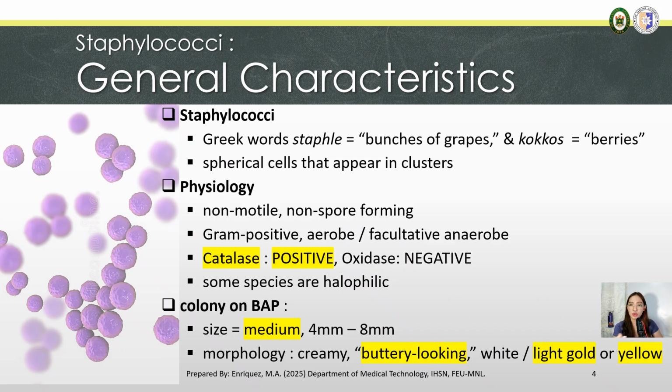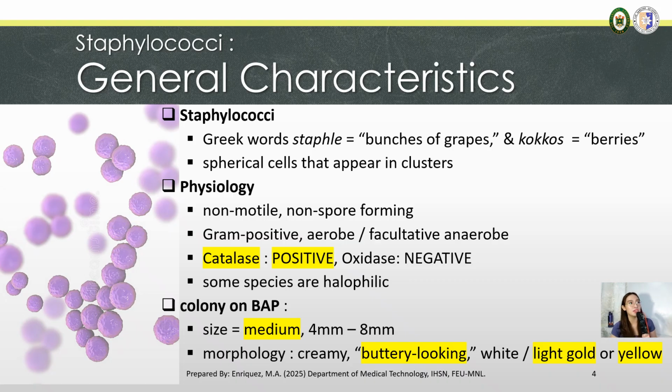So ganun po yung dapat na description natin when we are reporting the morphology of bacteria after gram staining. Sasabihin mo muna yung gram staining reaction, tapos sasabihin mo yung shape, and then sasabihin mo yung arrangement. In this case, they are gram positive. What is the shape? Cocci. What is the arrangement? Clusters.